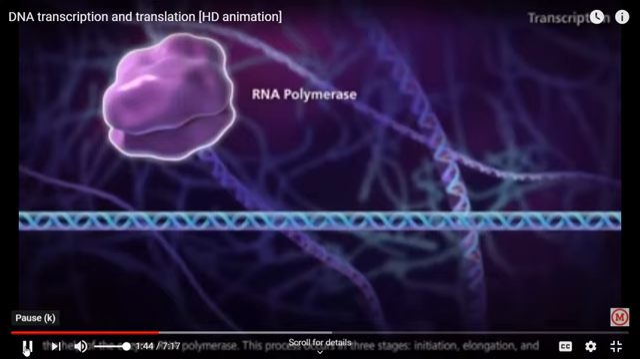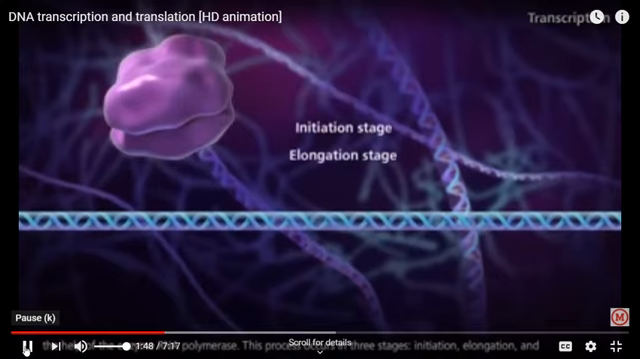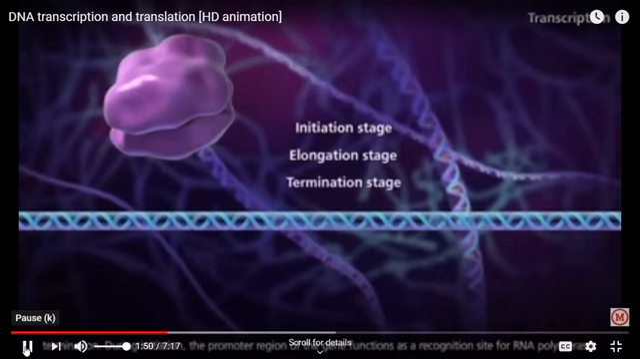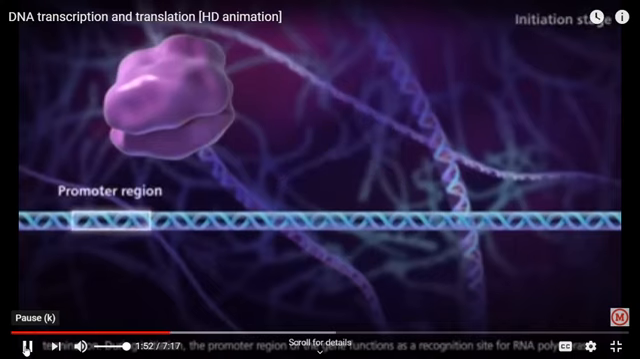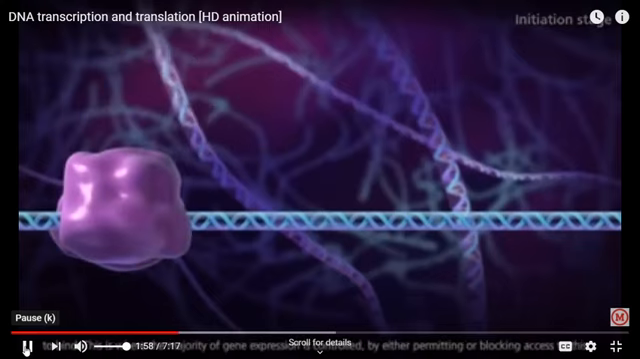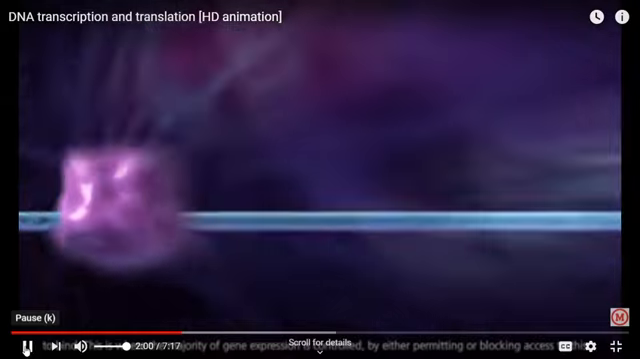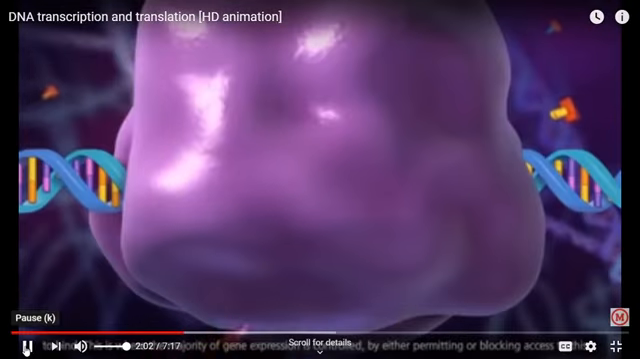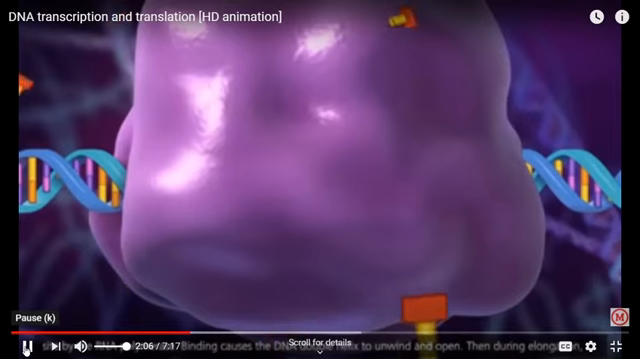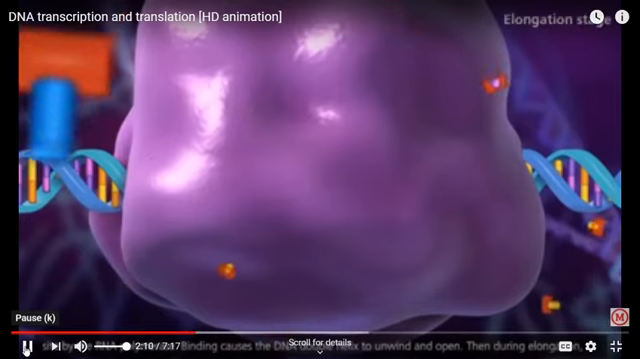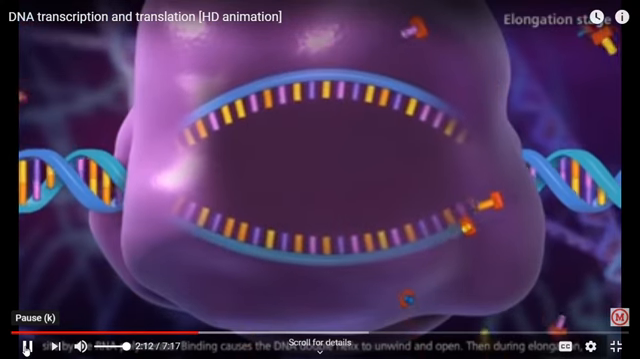This process occurs in three stages: initiation, elongation, and termination. During initiation, the promoter region of the gene functions as a recognition site for RNA polymerase to bind. This is where the majority of gene expression is controlled, by either permitting or blocking access to this site by the RNA polymerase. Binding causes the DNA double helix to unwind and open.